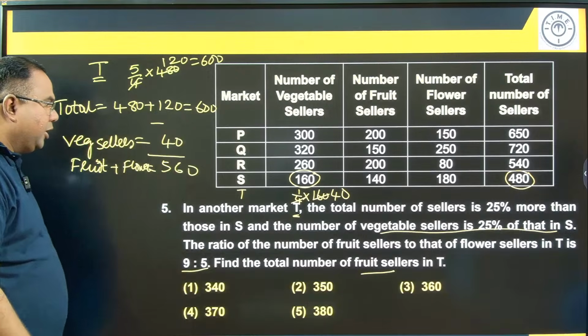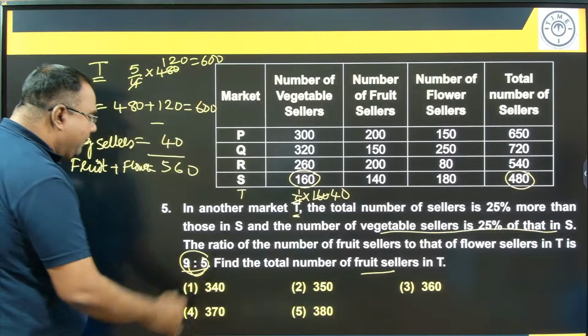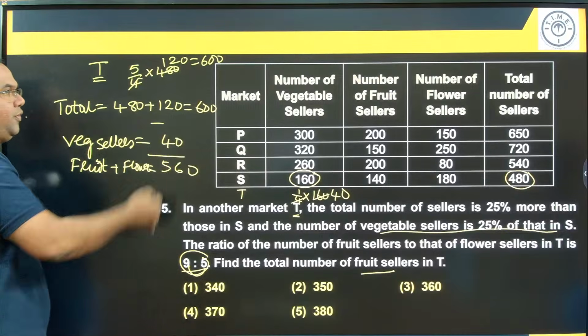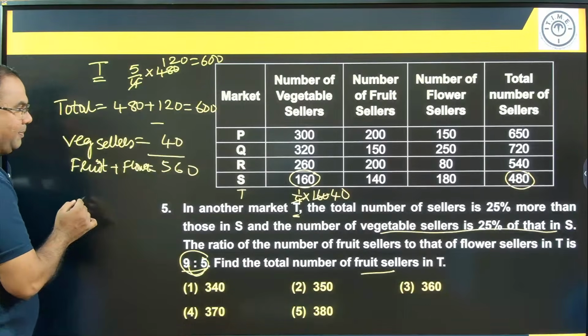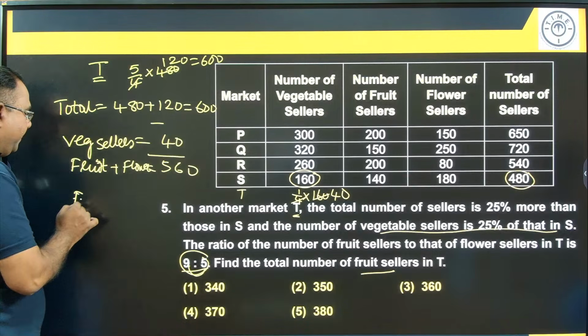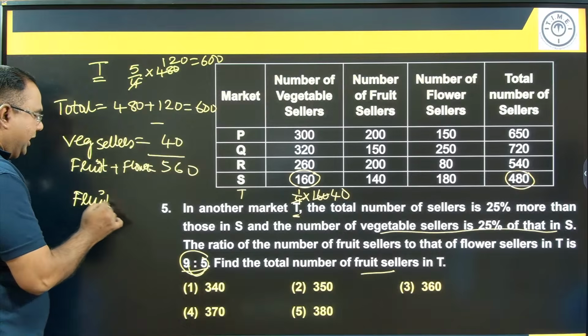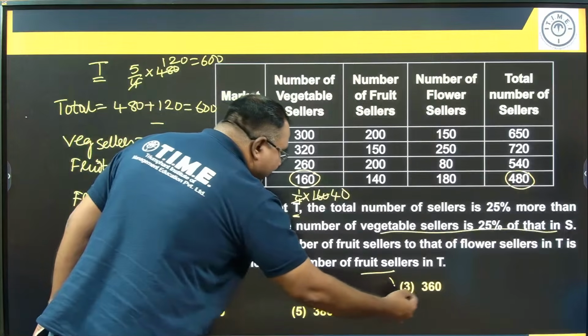Now we have the ratio of fruit sellers to flower sellers, 9:5. Total 14 parts, 560. 14 fours are 56. So each part is 40. So fruit sellers are 9 parts. So this is fruit is to flower. Fruit should be 9 into 40. It has to be 360. 360 is present in choice 3.